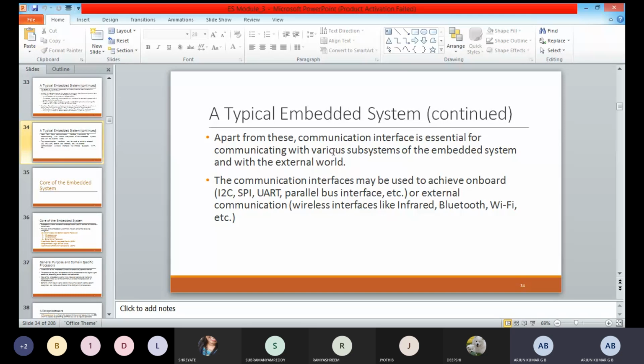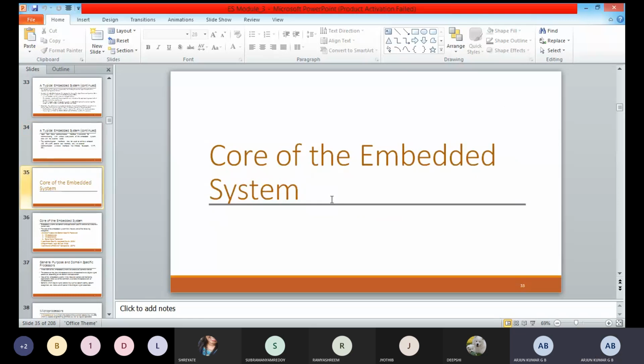The communication interface may be used for onboard or external communication. It may be wireless like Bluetooth or Wi-Fi, or onboard using UART, SPI, I2C, or parallel bus. The same data will be transmitted to the external world, meaning other users, through wireless communication like Bluetooth and Wi-Fi. Clear about this one?